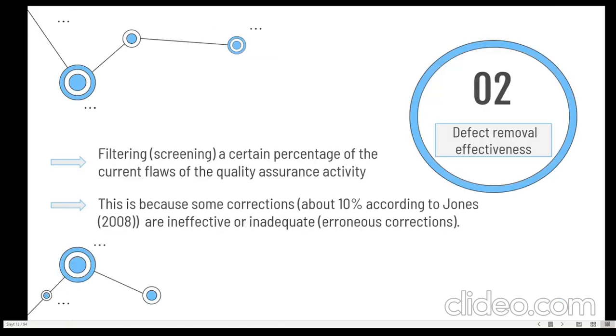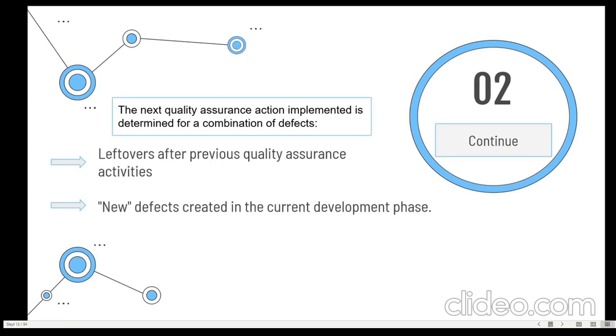Second one, defect removal effectiveness. A certain percentage of defects present in any quality assurance activity are filtered, which means that the percentage of defects removed is slightly lower than the percentage of detected defects. This is because some fixes are ineffective or inefficient. In addition, these corrections are approximately 10% according to Jones 2008. The remaining undetected and uncorrected defects are passed on to the successive development stage.